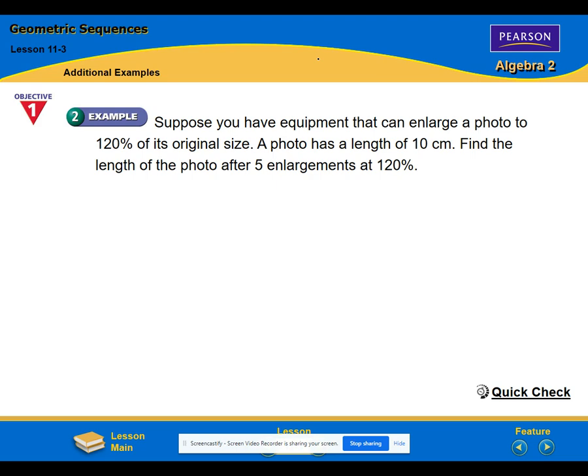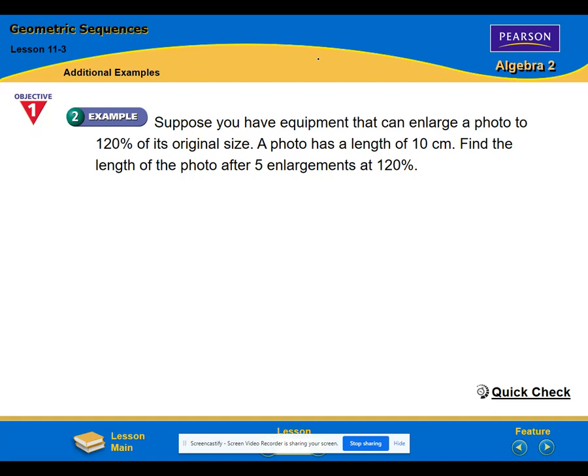Next example. Suppose you have equipment that can enlarge a photo to 120% of its original size. A photo has a length of 10 centimeters. Find the length of the photo after 5 enlargements. Okay, now before we do the problem, I'll say again, after 5 enlargements would suggest you want the 6th number in the sequence. You have an original, and then you're going to enlarge it 5 times from the original. That would actually be the 6th one.